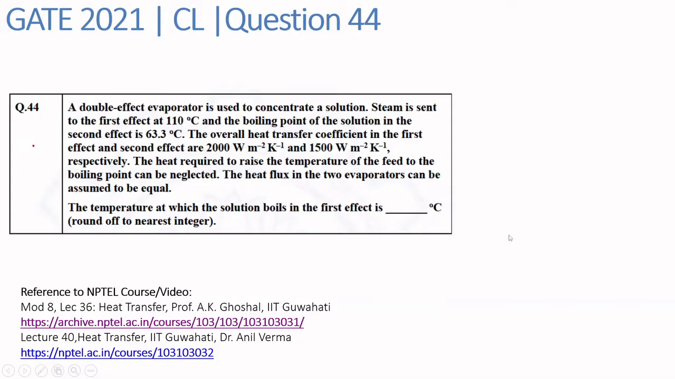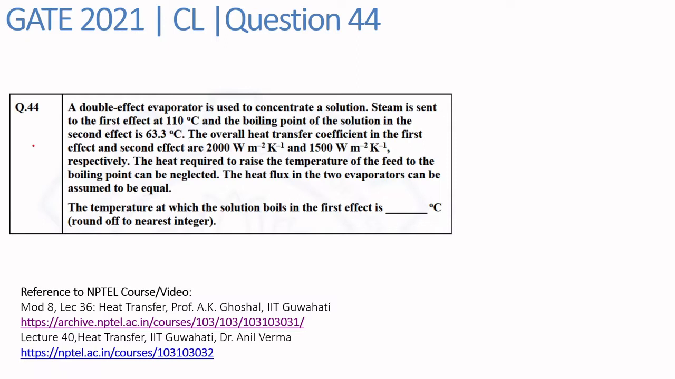Everyone. We will be solving question 44 from GATE 2021 Chemical Engineering paper, and the subject is heat transfer. A double effect evaporator is used to concentrate a solution. Steam is sent to a first effect at 110 degrees Celsius, and the boiling point of the solution in the second effect is 63.3 degrees Celsius.